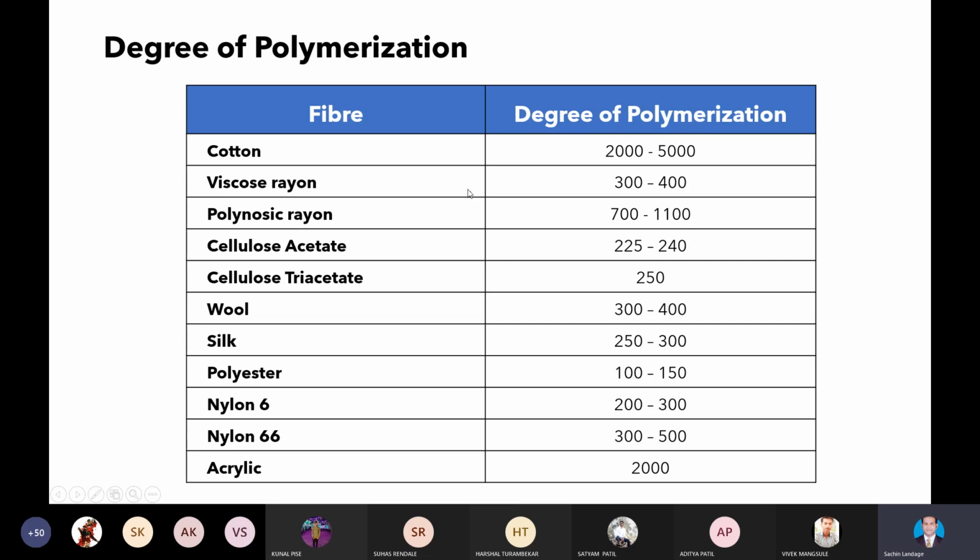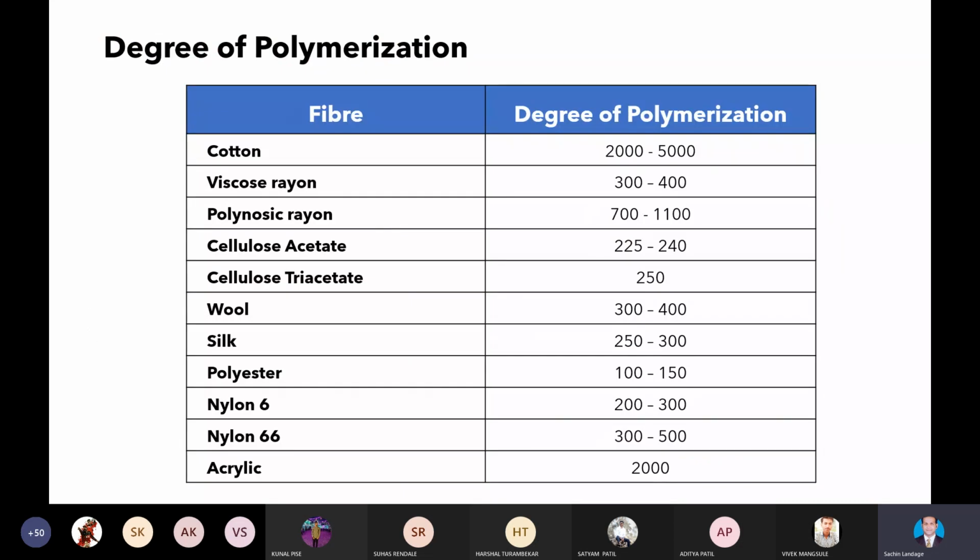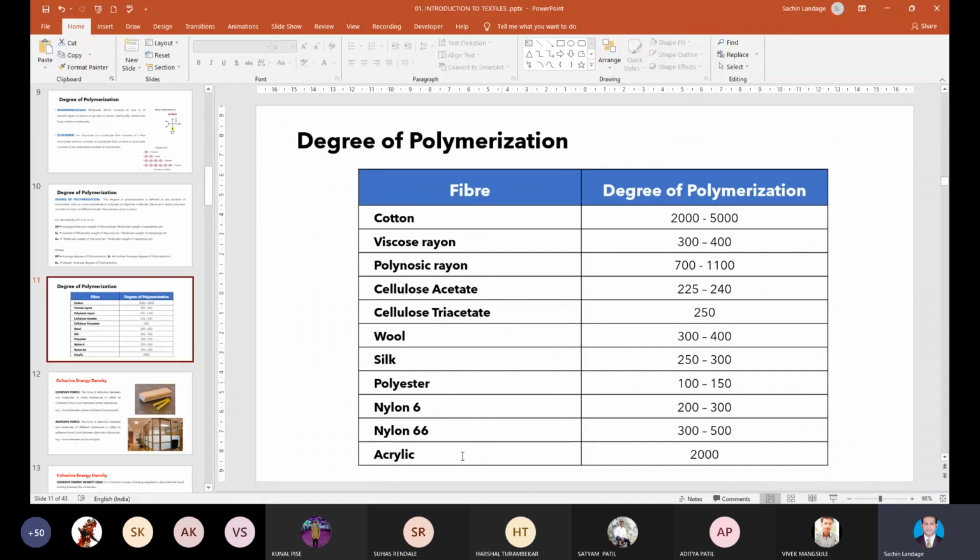Now, based on this, what type of question will there be? Write down the degree of polymerization of cotton fiber, or write down the degree of polymerization of any five fibers. Likewise, the question will be there. So is the point regarding degree of polymerization clear? Yes, sir. Okay. Now, one task for you, guys.